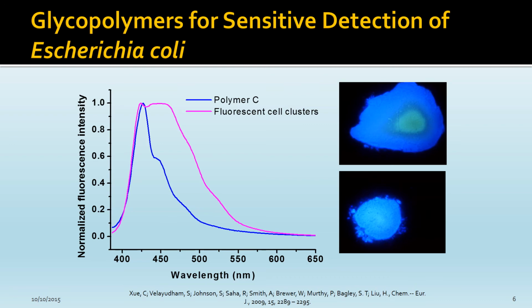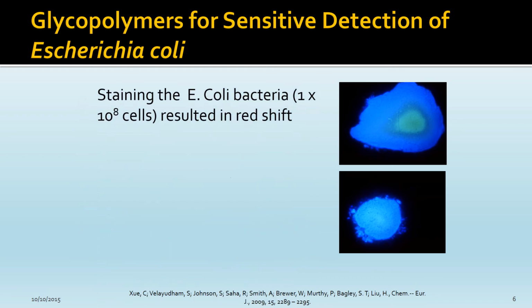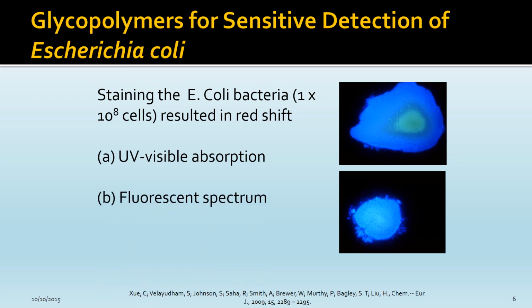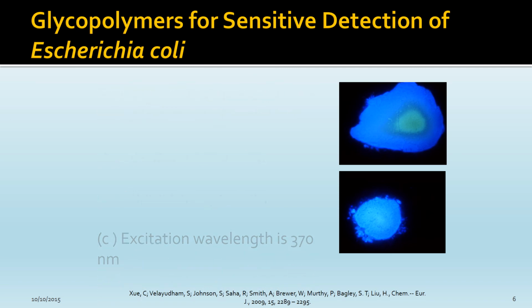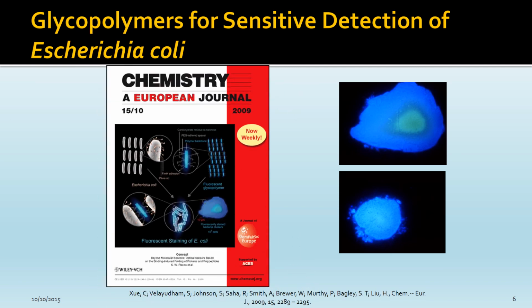So, with polymer C, we could stain the E. coli bacteria, and here we see about 1 times 10 to the power 8 of such E. coli cells resulted in a redshift. The UV visible absorption and the fluorescence spectrum both showed the redshift, and the excitation wavelength used here is 370 nanometer. The results were published in Chemistry, a European Journal.